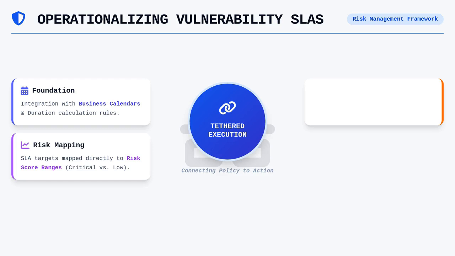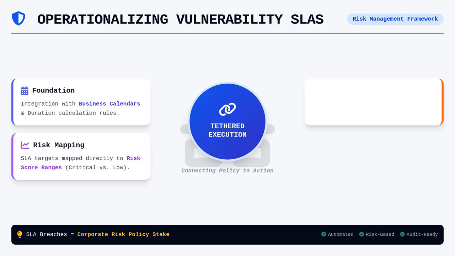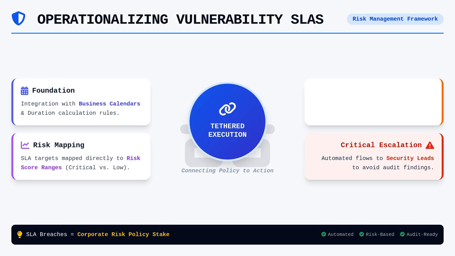When an SLA breaches, it should act as a signal that the corporate risk policy is at stake, necessitating an automated escalation trigger. This usually involves activating a flow that notifies the relevant security leads or management stakeholders, ensuring that remediation bottlenecks are addressed before they become significant audit findings. Configuration of these warnings often happens through threshold notifications, which provide a proactive alert before the deadline is actually reached, allowing the incident owner to request an extension or prioritize the task effectively.